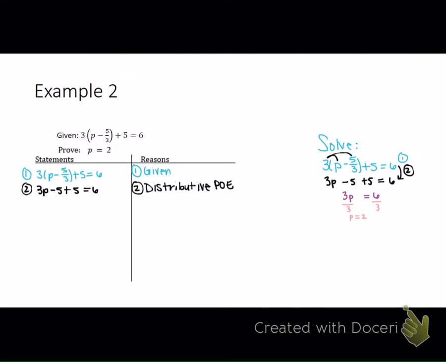Okay, so from here to here we got 3p equals 6. How did we get 3p equals 6? What property did we use, Blaine? Very good. Notice he did not say combine like terms or simplify. Those are not properties. You use substitution. Negative 5 plus 5 is the same thing as 0. I think Josh is the one that said plus 0, which is good to think that way. It substitutes 0 in. They're the same thing. So that's substitution.